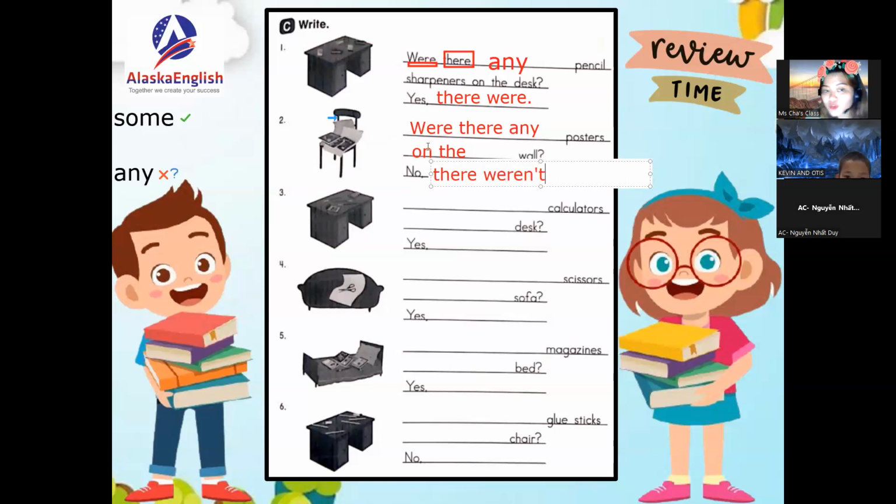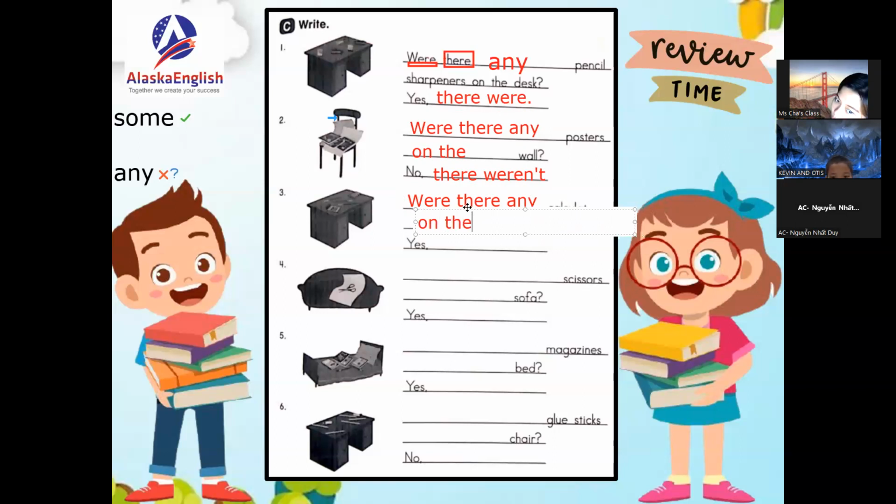How can you make a question for picture number 3, please? Can you give it a try? Were there any? You just copy the pattern. Can you make a question for me, interrogative form? Were there any? Make a question, please. Were there any calculators?